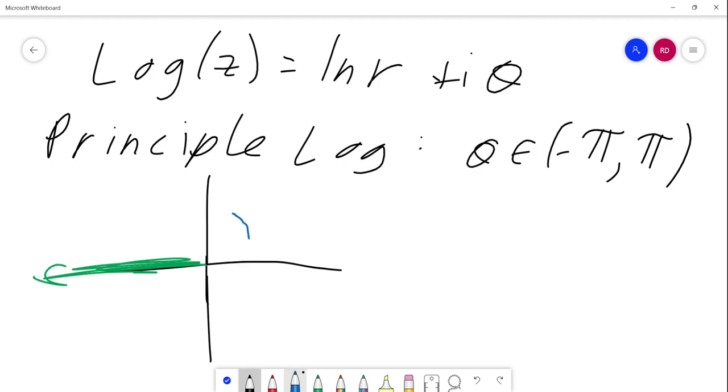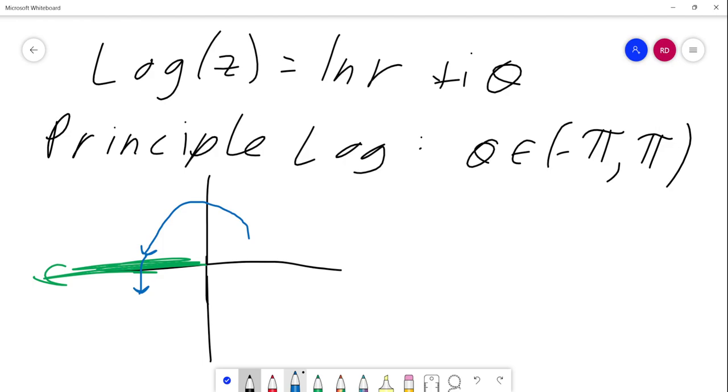If we were traveling a path like this, when we cross this point, the log would have to switch instantly from somewhere near i pi to i negative pi. There would be a jump discontinuity there where it would suddenly switch sides. And we don't want that. We want this thing to be continuous where it's defined. So we have to rule out some piece of it.